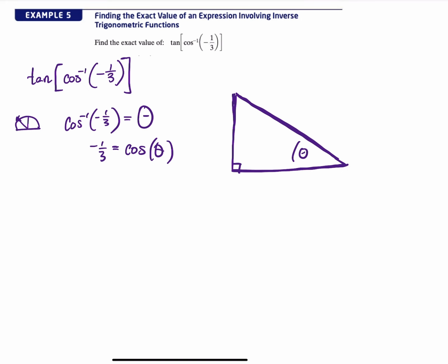This will be theta. We're saying the cosine is negative 1/3. Cosine is adjacent over hypotenuse. So negative 1 will be that lower side length, 3 is the hypotenuse. And then let's solve for our missing side length.